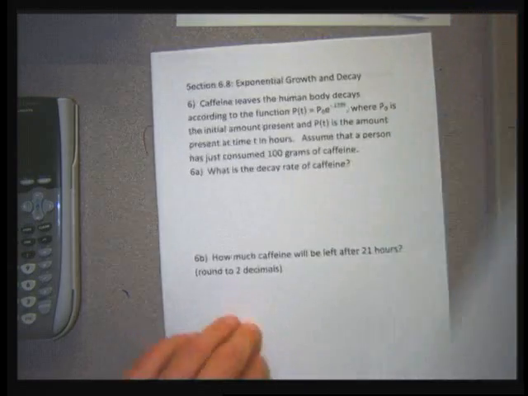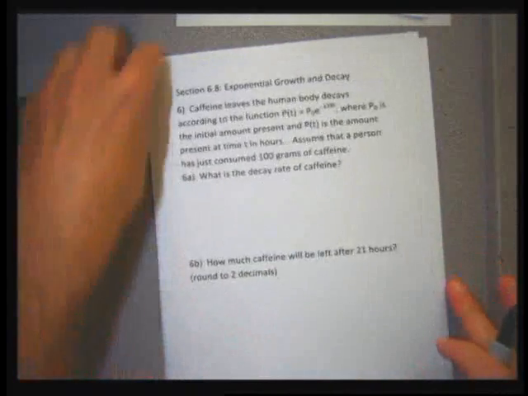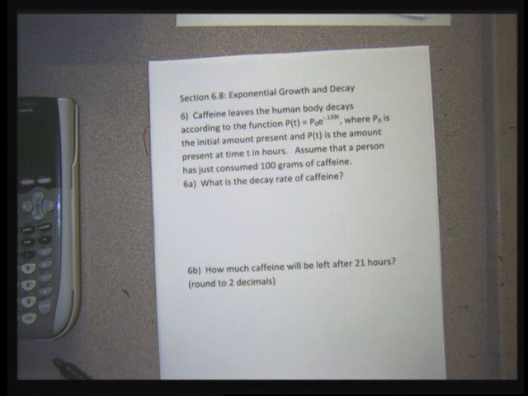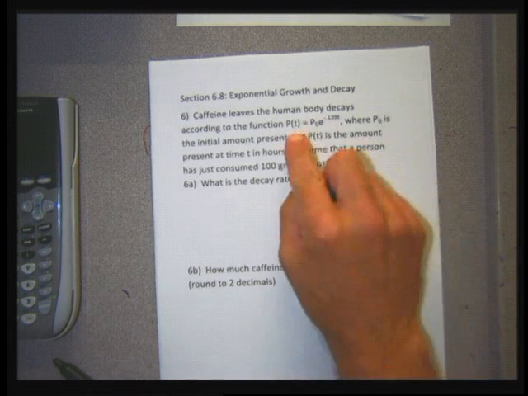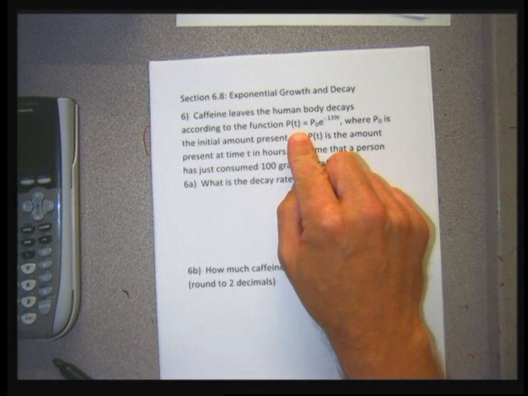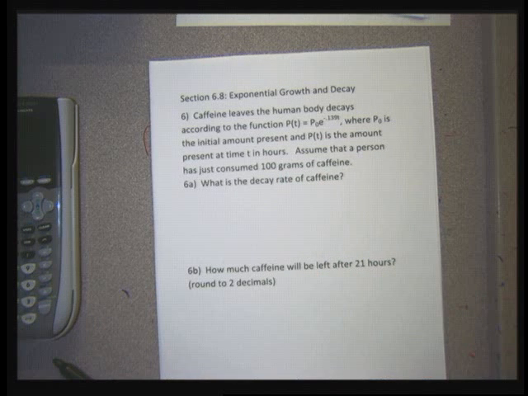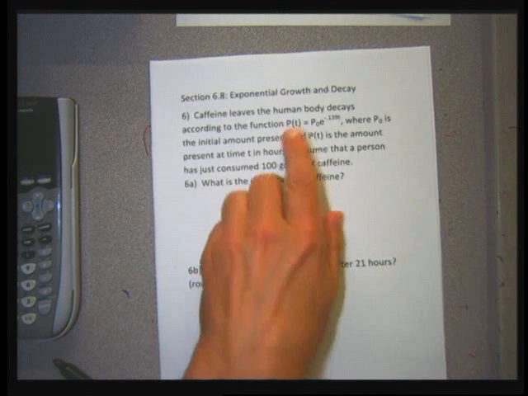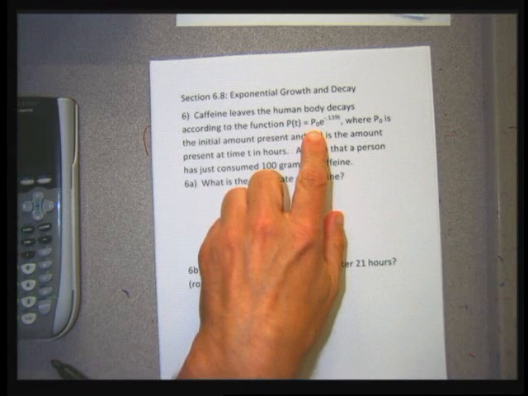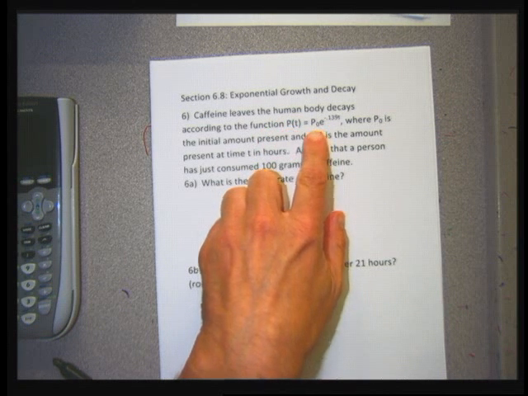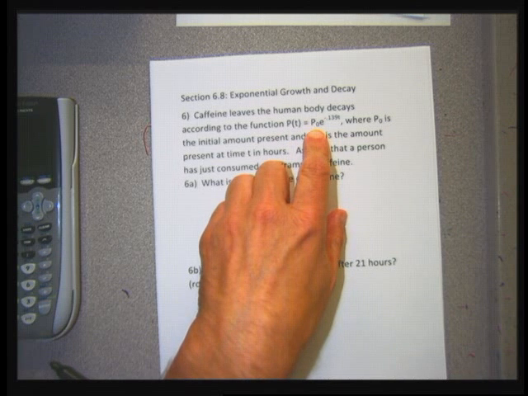6 is a similar problem. It talks about caffeine, and this is a realistic problem because I created this myself because I knew something about how caffeine is digested or consumed. So this is a formula that tells me, if I take in 100 grams of caffeine, how much caffeine is going to be left in my body after so many hours. So I gave a formula and I said, this tells me how caffeine leaves the human body, and this P0 stands for the amount of caffeine that you consume.